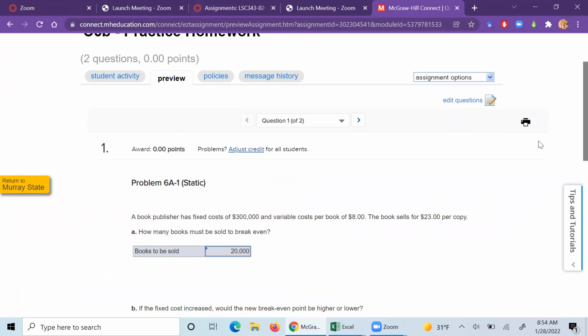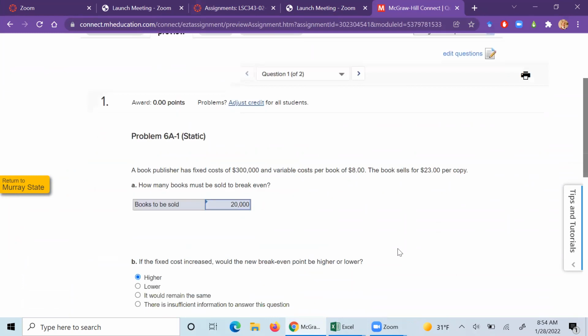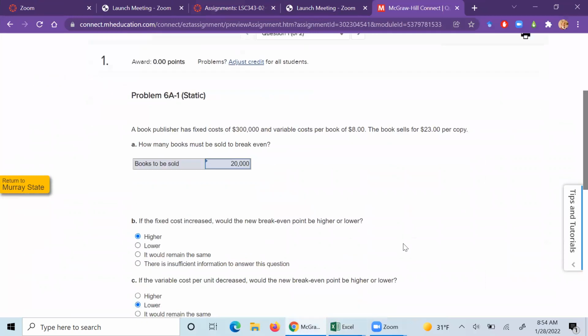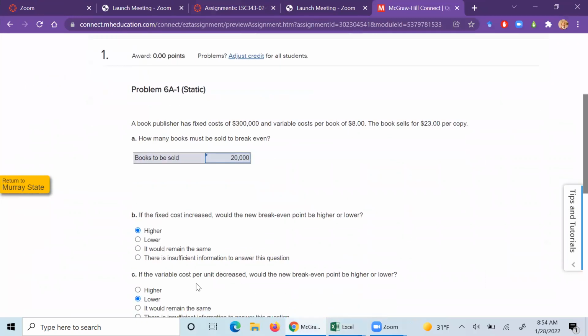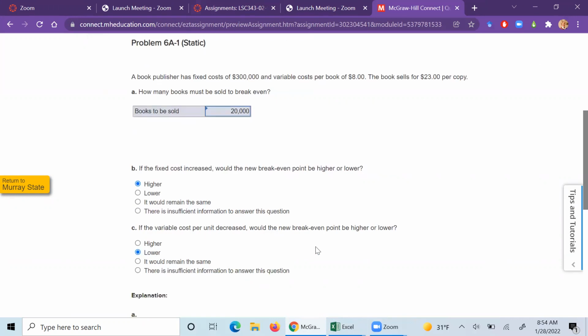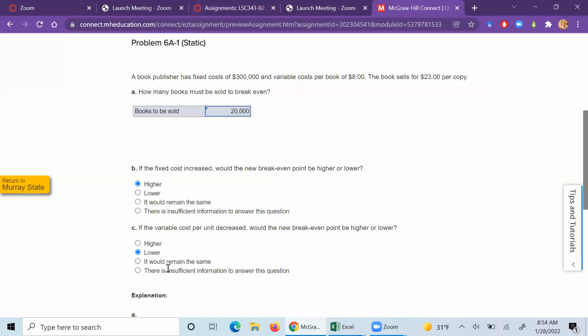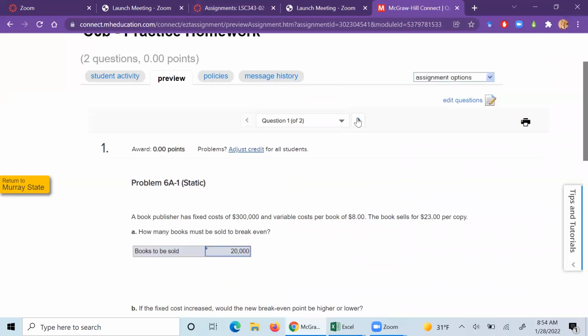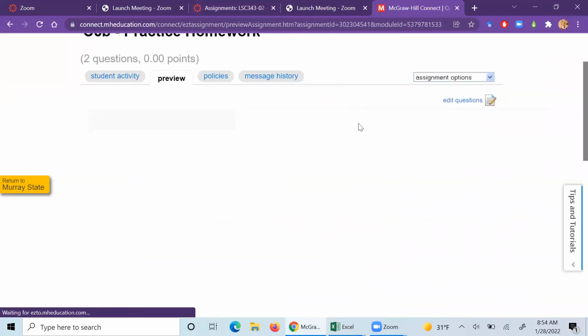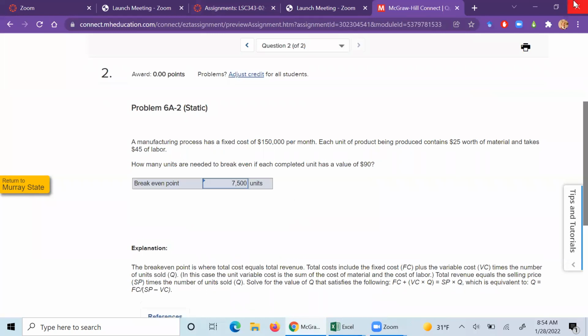Then it says if fixed costs increase, would the new break-even point be higher or lower? That should be common sense. That's going to be higher. If the variable cost decreases, again, common sense would tell us that we are not going to need as many units sold to cover that. So that's the first problem. Now, because we've done this in Excel, that makes the second problem super easy to do.